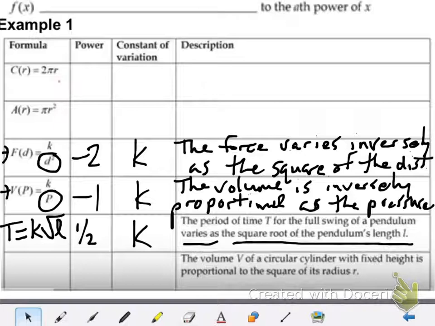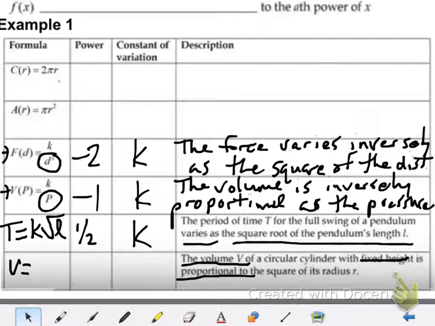Same thing down here. The volume V, so we're going to have a V equals situation. A circular cylinder with fixed height is proportional to the square of its radius. Now, the fact that the height is fixed means I don't care about it. Okay? The height is fixed, that doesn't factor into anything.